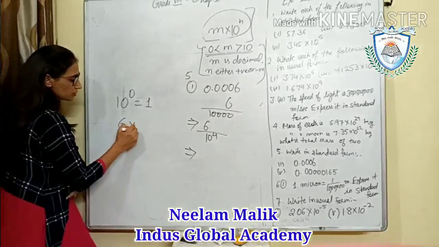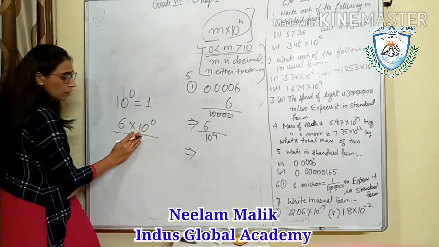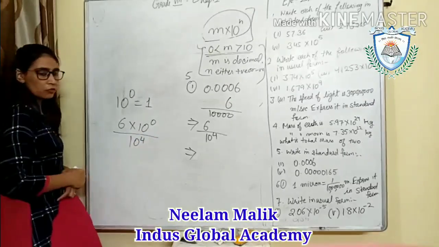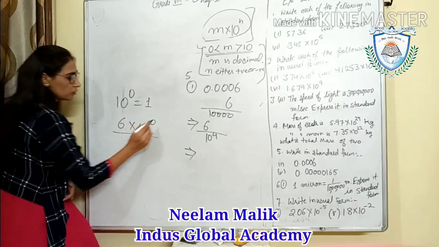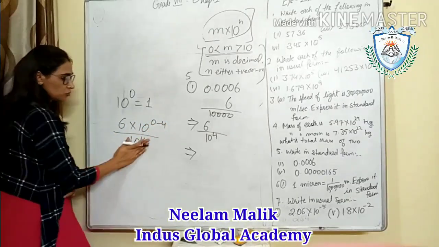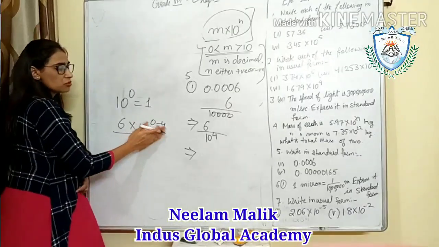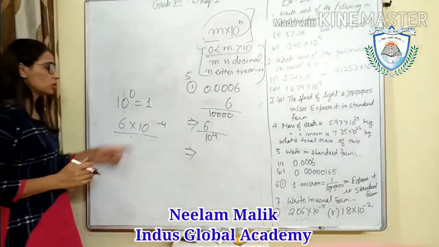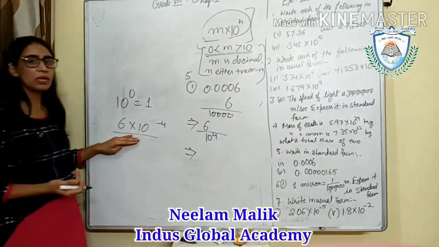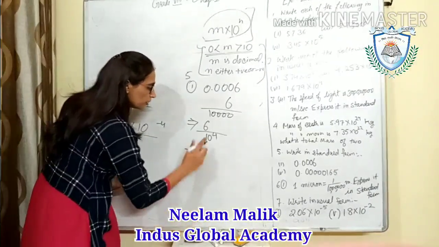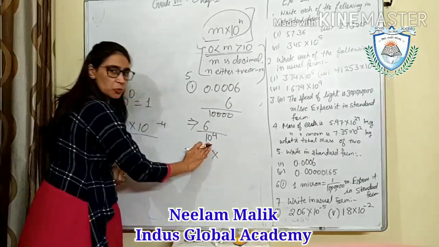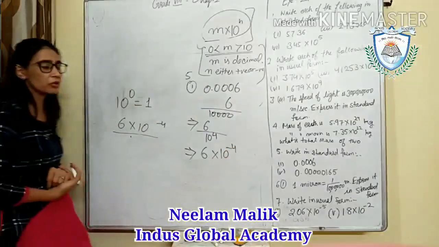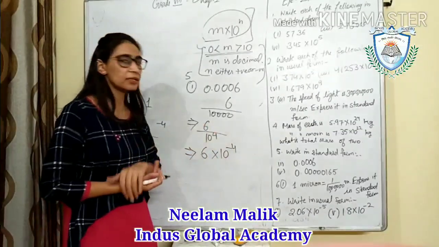Suppose this number is 10 raised to power 0. No effect of this here, this is equal to 1. And here is 10 raised to power 4. So when I take this up, the power will be minus, and this will be 0 minus 4, means minus 4. So 10 raised to minus 4. This will be our number. So here 6 into 10 raised to power minus 4.